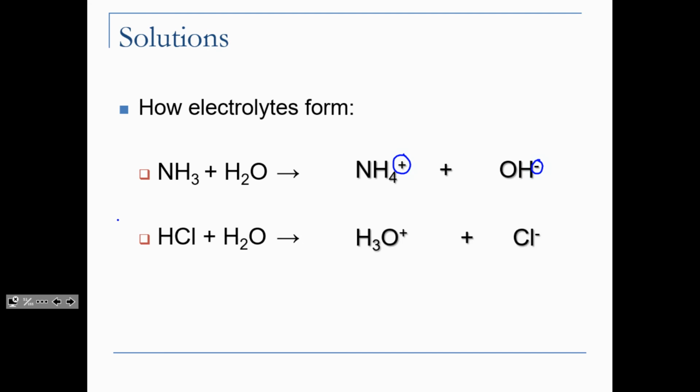Hydrochloric acid in water breaks apart, H plus and Cl minus. One of those H pluses joins the H2O to form H3O plus, which we call hydronium, and chlorine forms chloride, which is an ion.